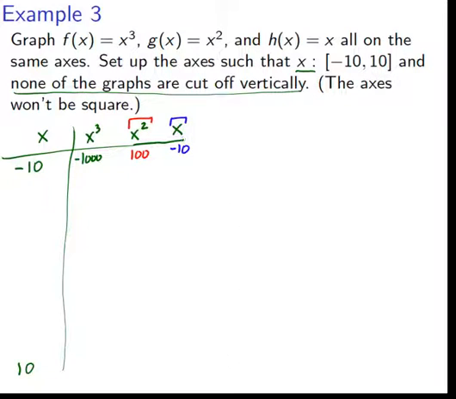If we go to the other extreme at 10, that will be at +1000. X squared will also be at +100, and x will be at +10. So let's try some other things. Let's look at what happens in the middle. Well, in the middle, x cubed's at 0, x squared's at 0, and x is also at 0.